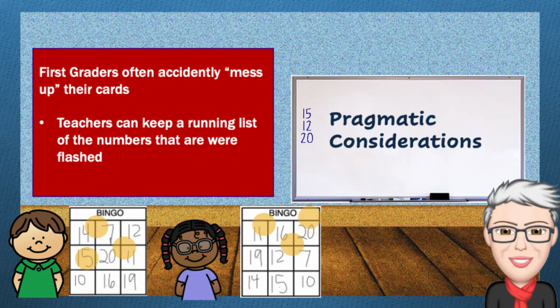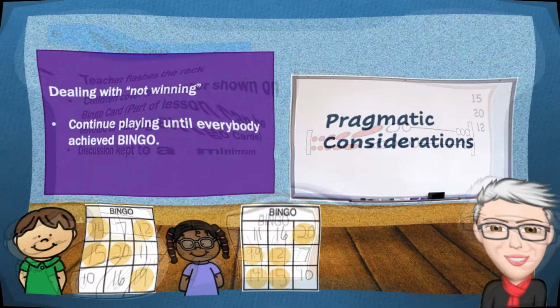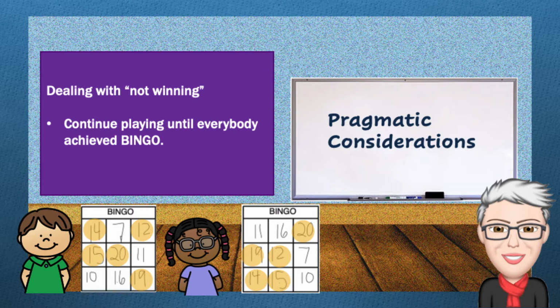A third pragmatic consideration refers to dealing with the emotions of not winning. A number of teachers we have worked with deal with this issue by simply continuing the game until everyone has achieved bingo.